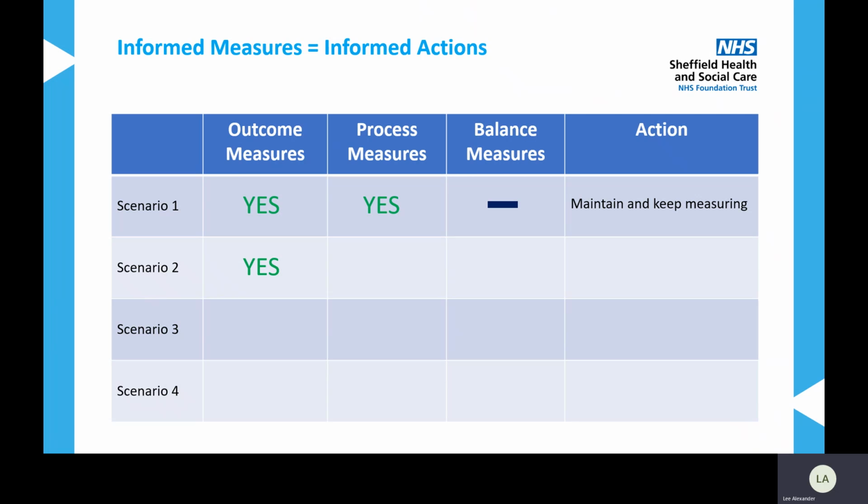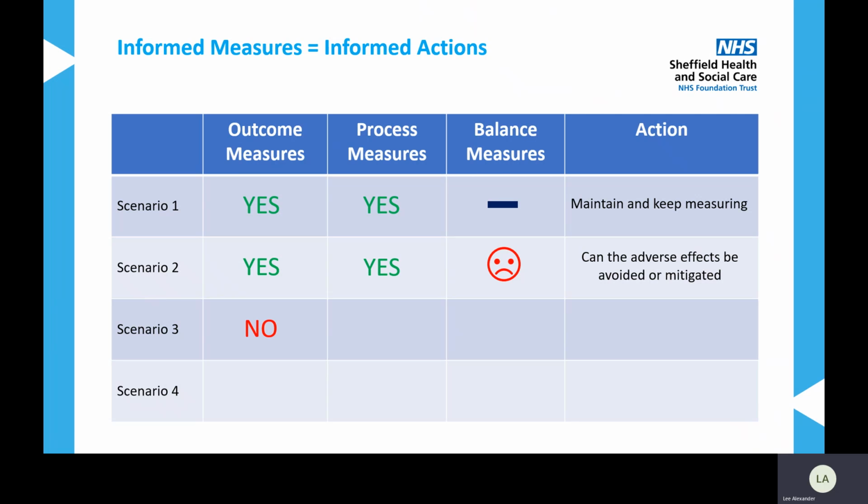Another scenario is that the team are achieving their outcome measures. All of those interventions and change ideas are happening as planned, but there's some unintended consequences coming through the balance measures. On this occasion, the team would want to consider whether or not the adverse effects can be avoided or mitigated and how they might do this.